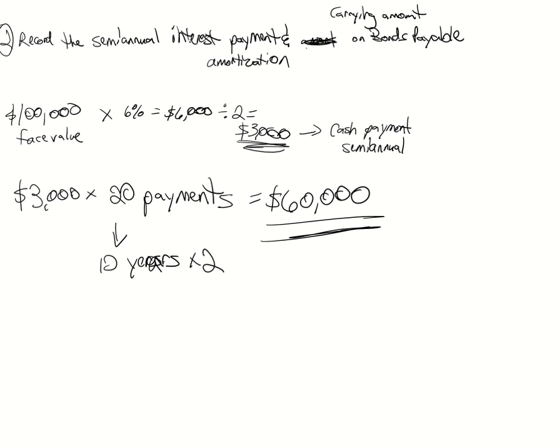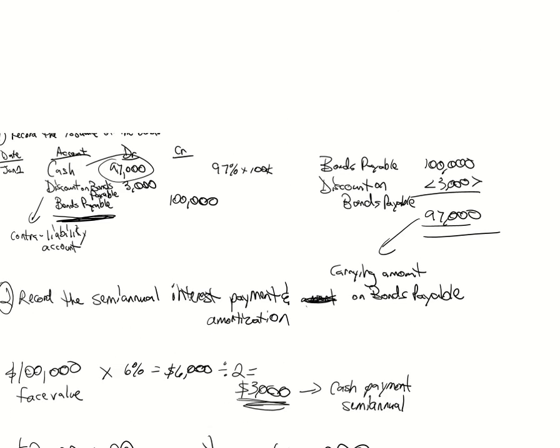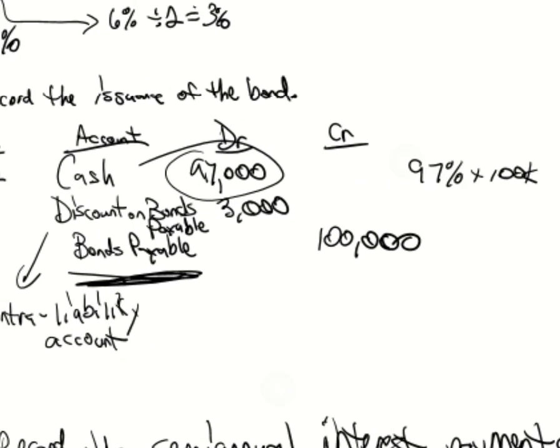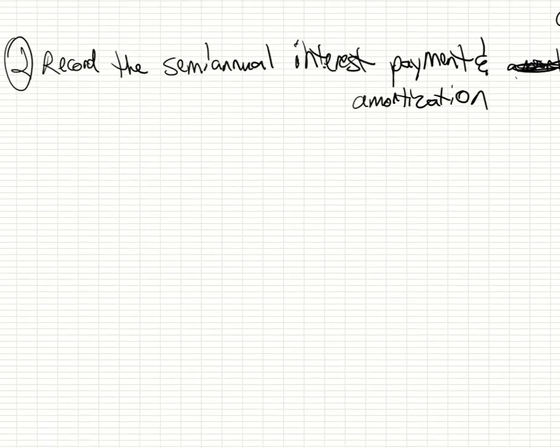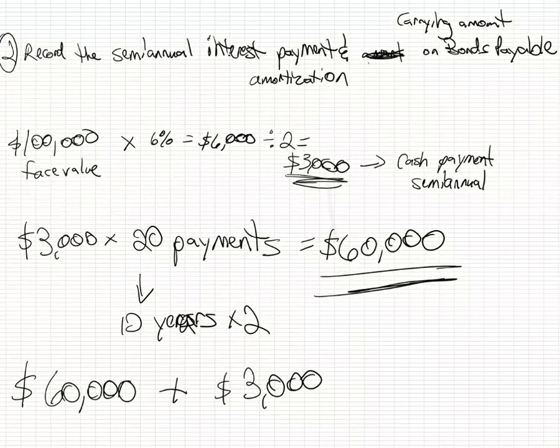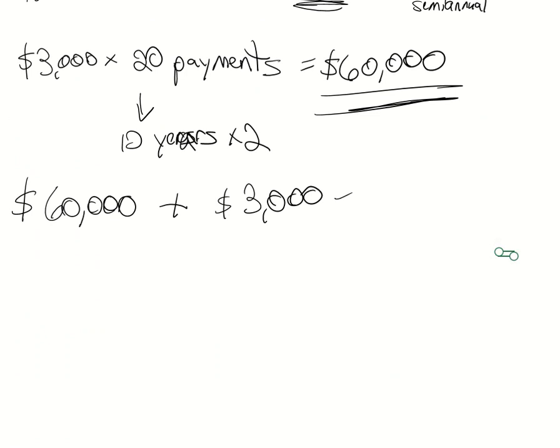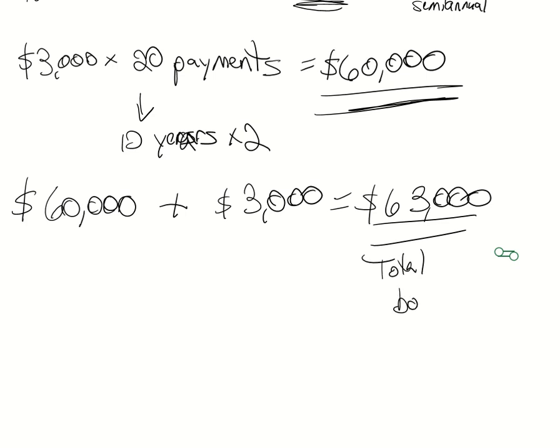And you're going to take this $60,000 because, again, we need to figure out what our bond interest expense is going to be in total. We're going to take our $60,000 and we're going to add the discount of $3,000. Our discount here that we recorded of $3,000. We're going to add that. That's going to give us $63,000, which is going to be our total bond interest expense.